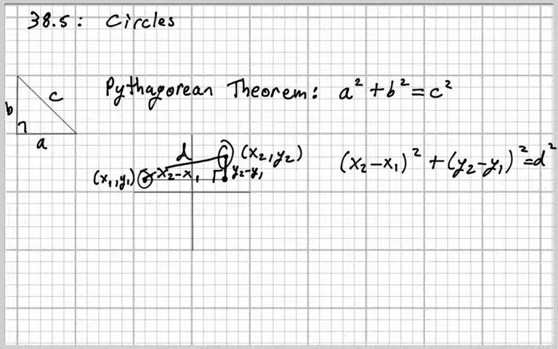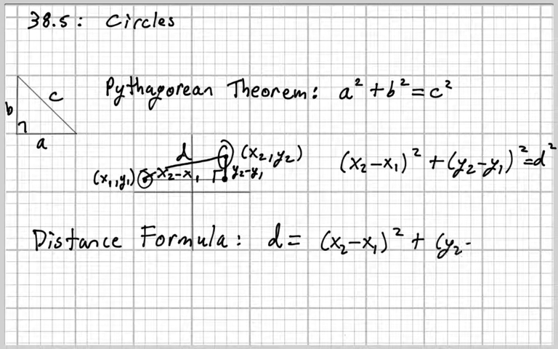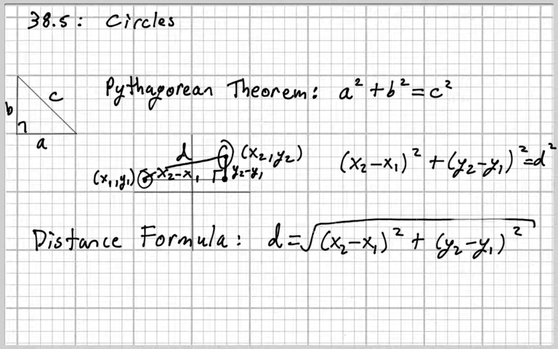And this is actually what we're going to use for the equation of the circle, but if we want to derive the distance formula, we'll take the square root of both sides, and we'll have the distance formula, which states that the distance is equal to the square root of x2 minus x1 squared plus y2 minus y1 squared. Okay. So let's continue on, and we'll get to the equation of a circle.